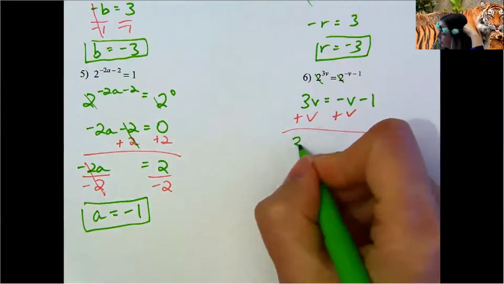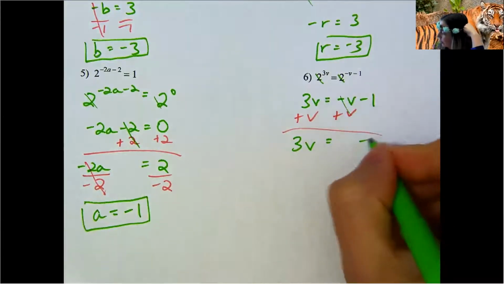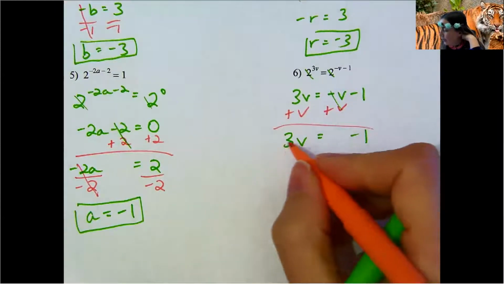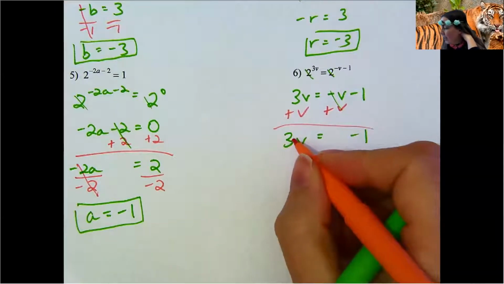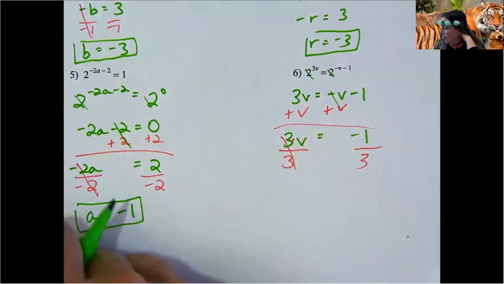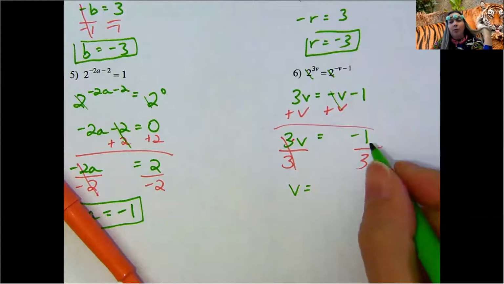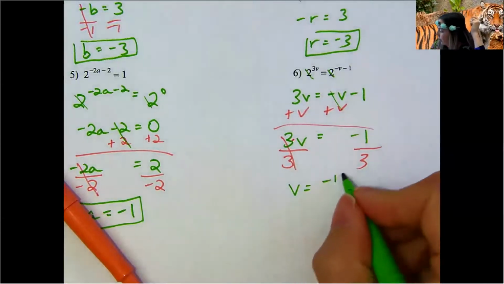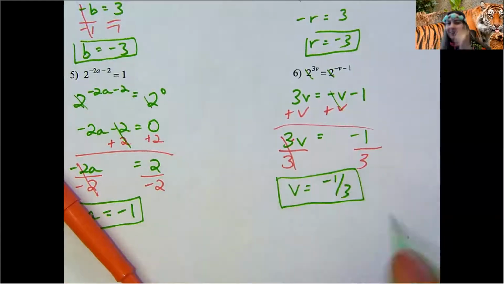So now we have 3v equals negative 1. All right, so now we need to get rid of 3 times v. The opposite of timesing is dividing. What you do to one side, you do to the other. Negative 1/3, that's it, that's your answer. That doesn't reduce at all. So it's just negative 1/3, the end.